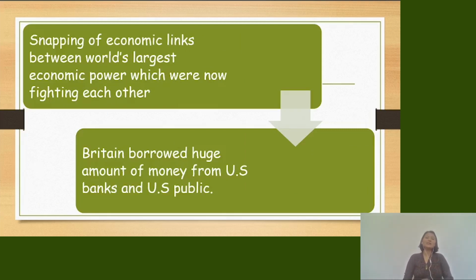Not only that, there was a snapping of economic links between the world's largest economic powers, which were now fighting each other. Because of the First World War, the economic connection between powerful countries snapped. Snap means break. This was a breaking of economic links between the world's largest economic powers because they were now fighting each other. During the First World War, Britain borrowed a huge amount of money from US banks and the US public in order to invest more in the war.